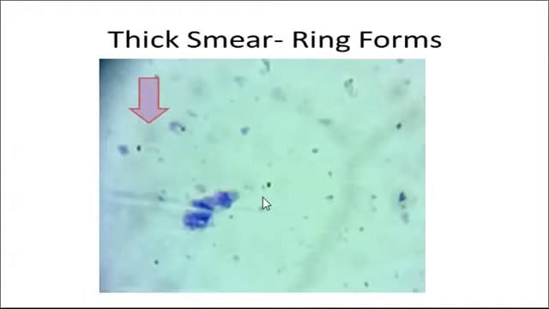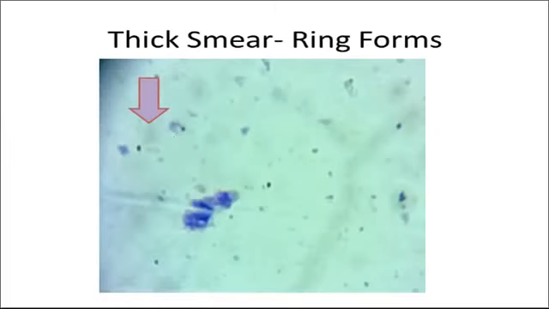In this we see the ring forms. This is the ring form identified by the chromatin dot here, and also a ring. We can't really find absolutely perfect rings in thick smears. But in this we can quite appreciate a ring. This is the ring form.